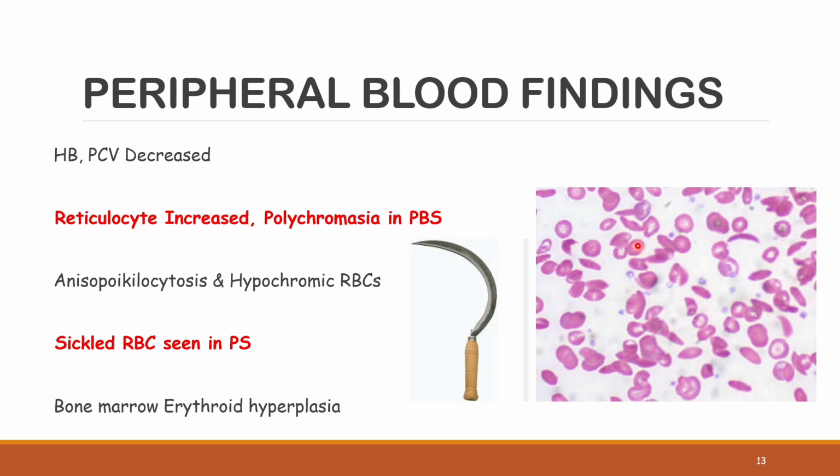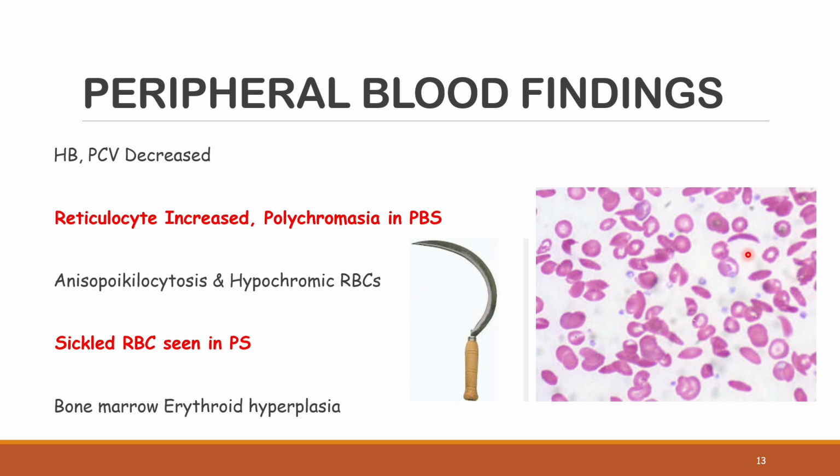There is a variation in the size and shape of RBCs. This RBC is small, this is large. So that is known as anisopoikilocytosis. You can see the variation in size and shape of RBC. Here you can see that this RBC is sickle shaped. This is normal. So poikilocytosis is also observed, right? Sickle cell is one example of poikilocytes, an abnormal shape of RBC. Hypochromic RBCs are also observed. This is hypochromia.